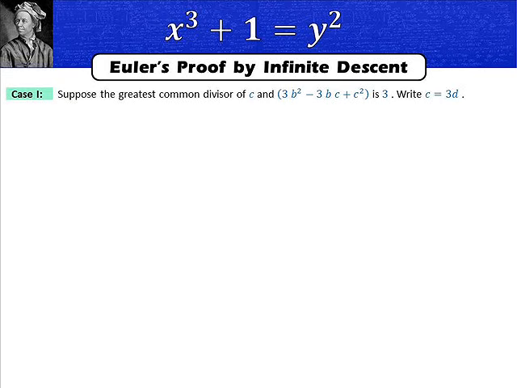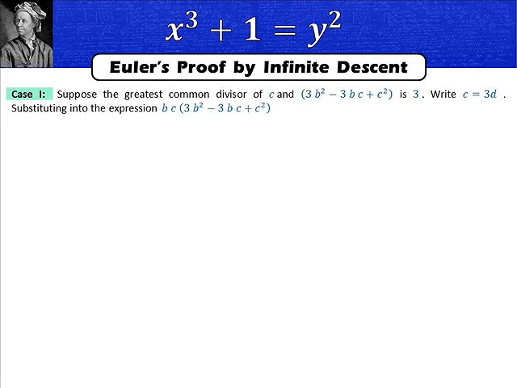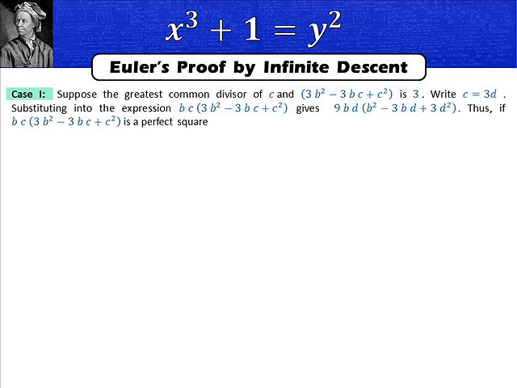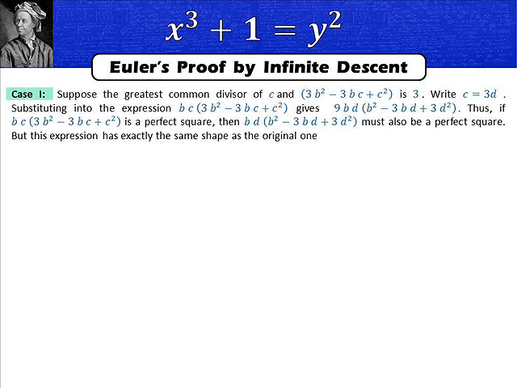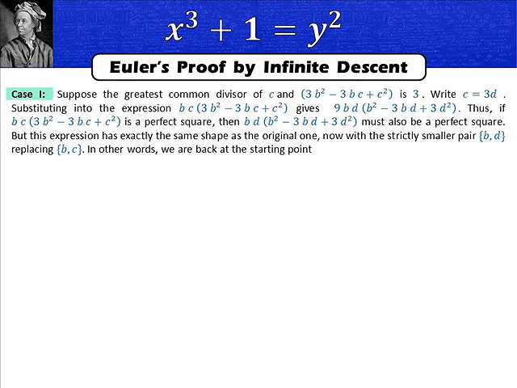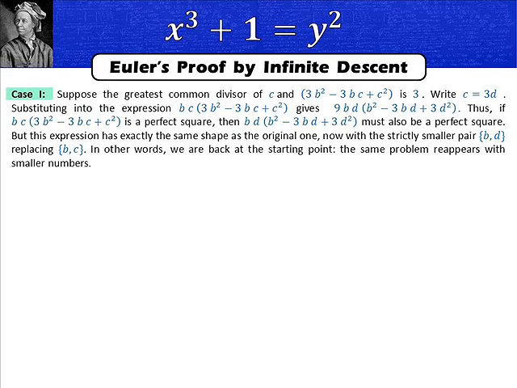Write c as 3d. Substituting into the original expression gives 9bd times b squared minus 3bd plus 3d squared. Thus, if the original expression is a perfect square, then bd times b squared minus 3bd plus 3d squared must also be a perfect square. But this expression has exactly the same shape as the original one, now with a strictly smaller pair bd replacing bc. In other words, we are back at the starting point. The same problem reappears with smaller numbers. From here, it may fall again into case 1 or case 2, and the descent proceeds.